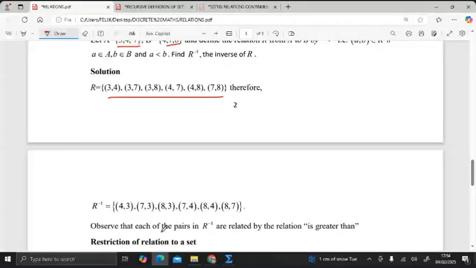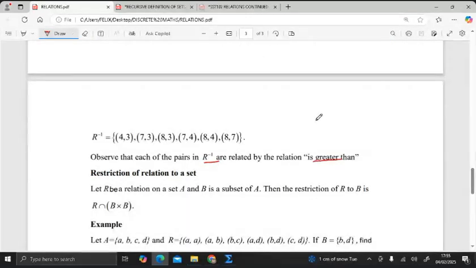R inverse, therefore, will be simply (4, 3), (7, 3), (8, 3). You see, 4 is greater than 3. This one was "less than", this one is "greater than". 7 is greater than 3, 8 is greater than 3, 7 is greater than 4, 8 is greater than 4, 8 is greater than 7. And we observe, therefore, that each of the pairs are related by the relation "is greater than", and that is exactly what I've mentioned there.